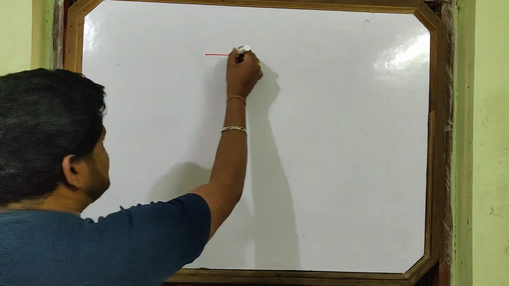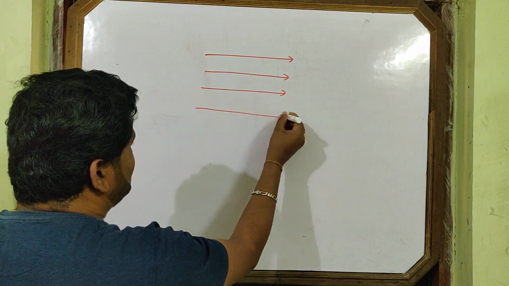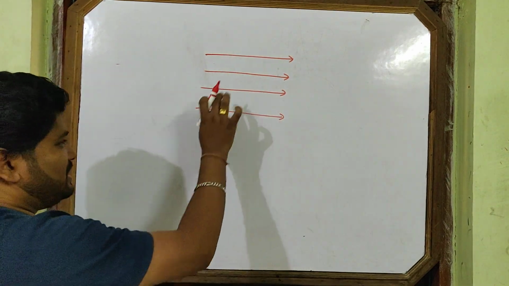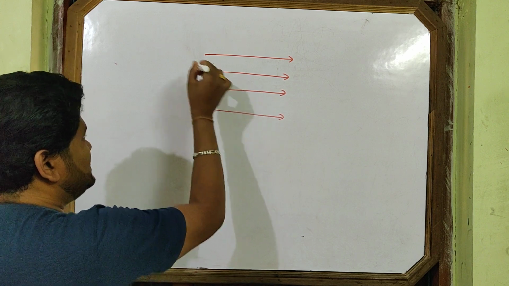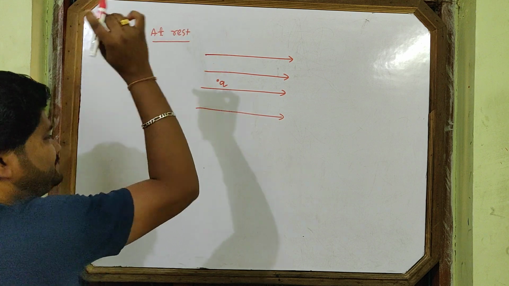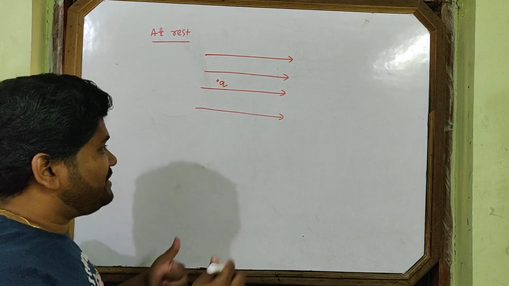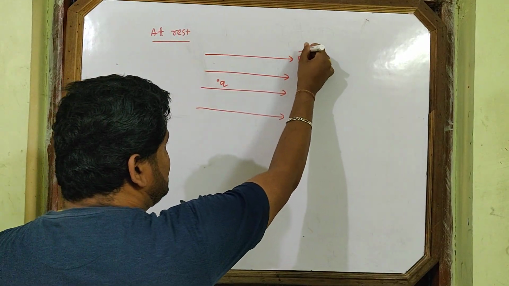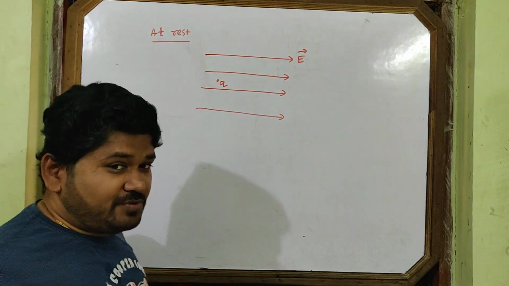If I keep a single charge, this is a uniform electric field, with equidistant parallel lines. If I keep a single charge at rest, first we'll discuss at rest. Then what will happen? At rest, initial velocity is 0. When the charge is kept inside it, this is a uniform electric field, intensity E at every point the same. So now this will experience force.